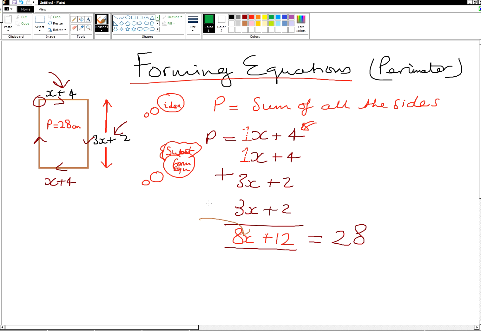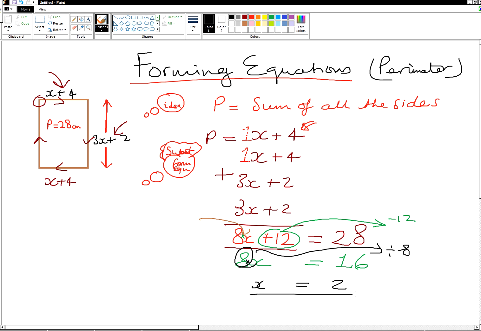X is being times by 8, and then add by 12. So that's my first action. Times by 8, plus 12 is second action. So we move the second action first. Opposite of add 12 is? Minus 12. So we have 8x is equal to 28 minus 12, which is equal to? 16. So next we have opposite of times by 8 is equal to? So x is equal to 2.